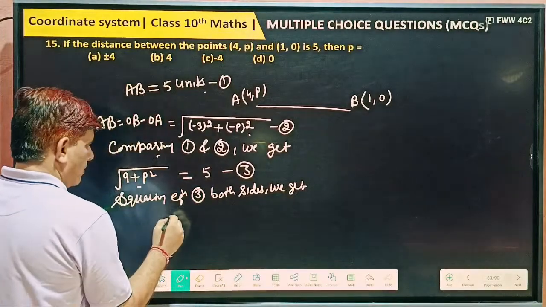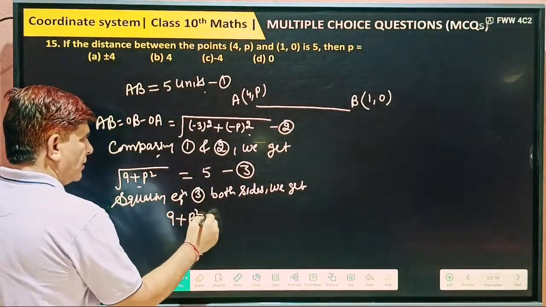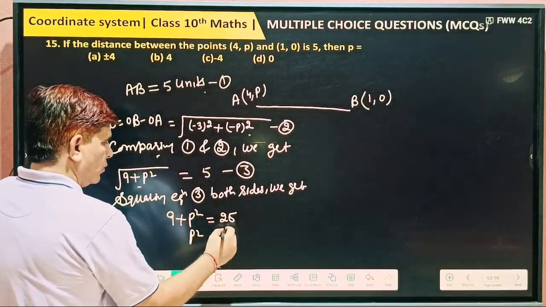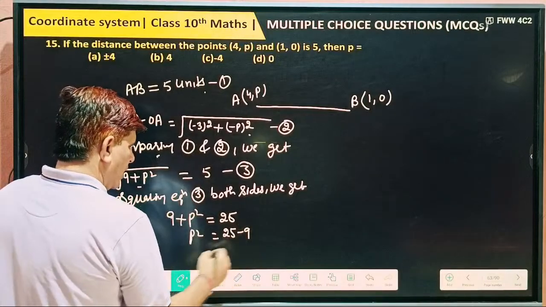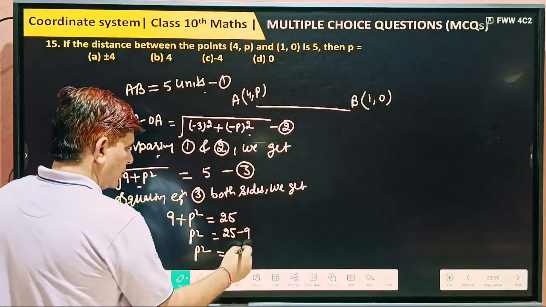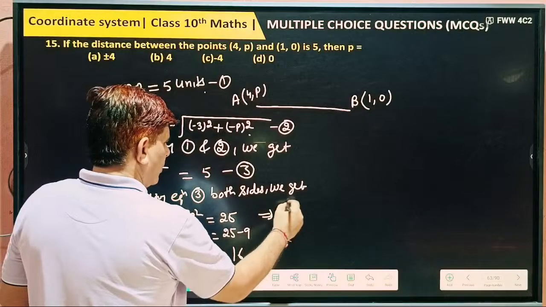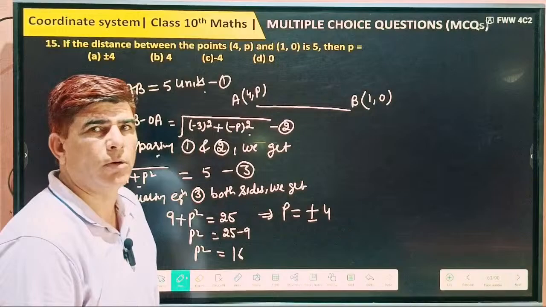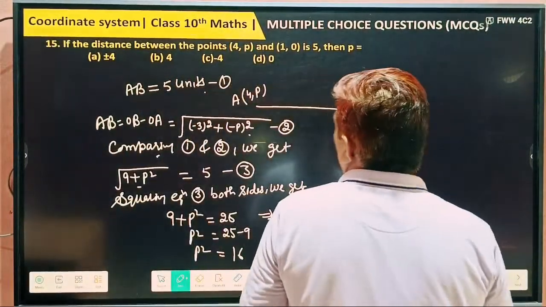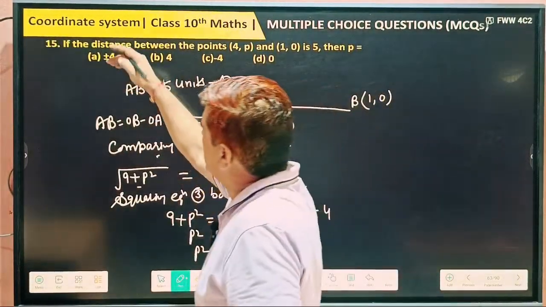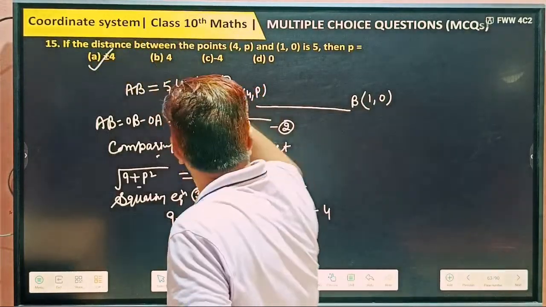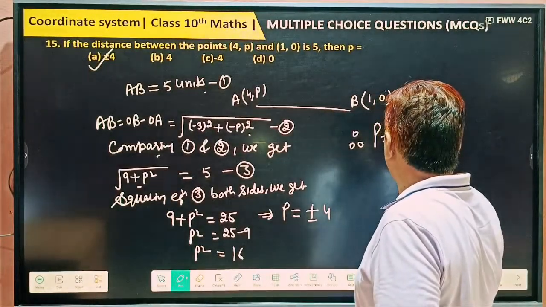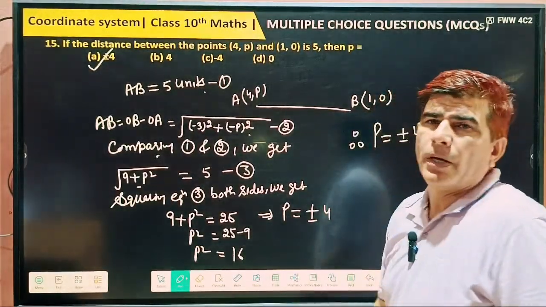So 9 plus p square is equal to 25. So p square equals 25 minus 9, p square equals 16. So p equals plus minus 4. Anywhere given p equal to plus minus 4, check its answer. Yes, first is given. So what's the value of p? Therefore p equal to plus minus 4 is your answer.